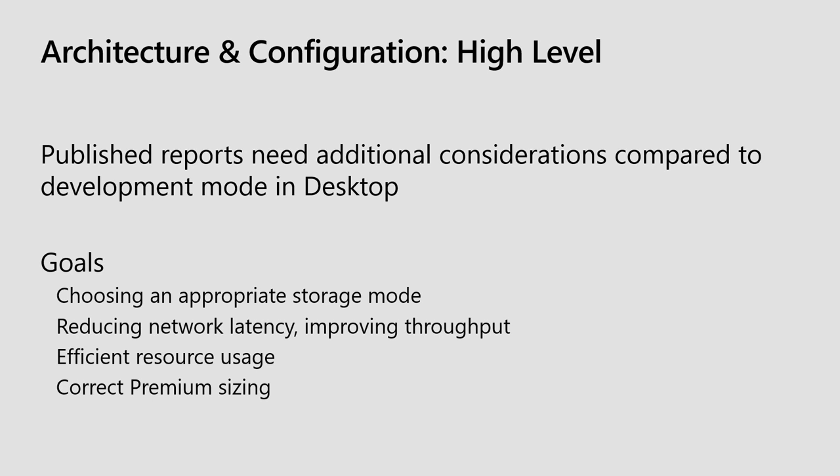You may be using gateways once you publish. You may be in a completely different data center. There's lots of different things that can affect your performance once you publish. So really, a few of our goals here are, we want to choose the right storage mode up front, DQ versus import versus composite models. You want to reduce network latency, improve throughput, and you want to use resources as efficiently as possible. And then premium sizing is also a big thing here.